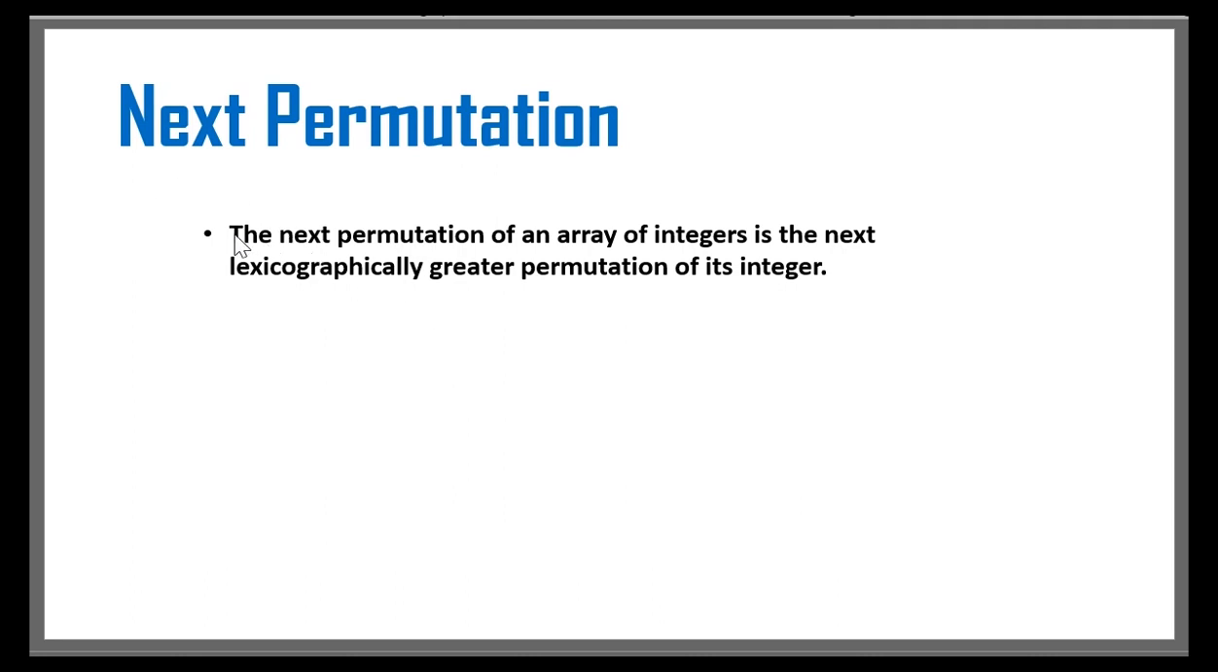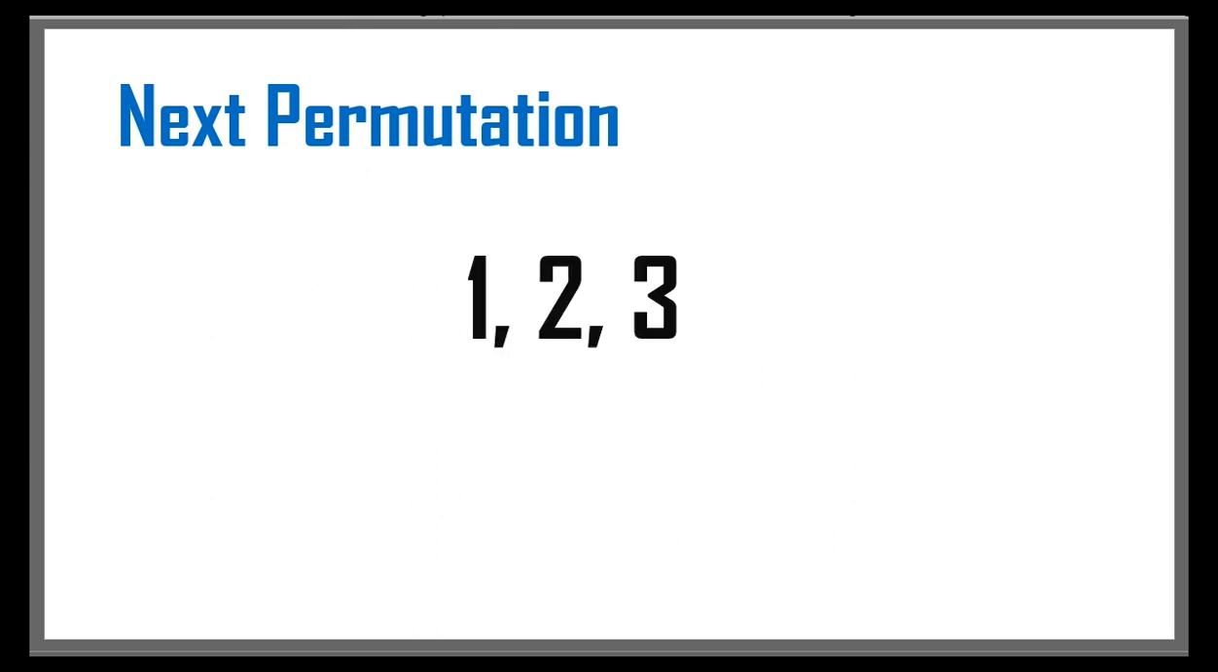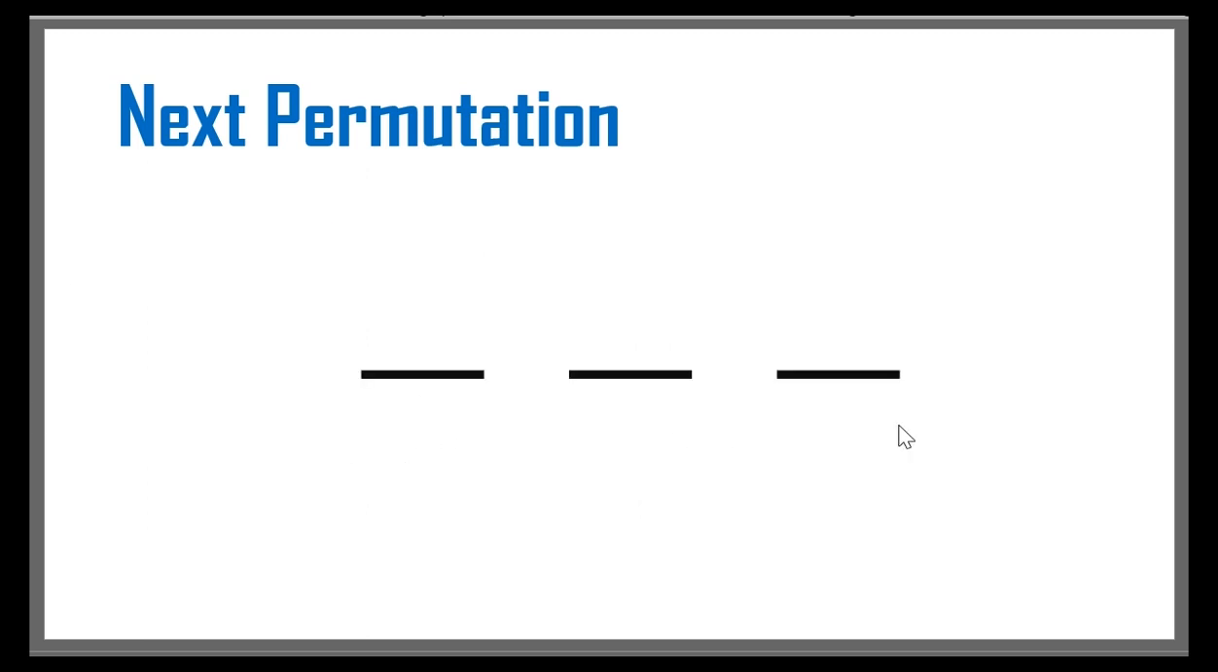Let's see first what is the meaning of next permutation. It means the next lexicographically greater permutation of its integers. I guess it will be better if we take an example to understand this. So first, let us take this array which has 3 elements, 1, 2 and 3, and we need to find the next permutation for this. To understand this, let's take 3 places.